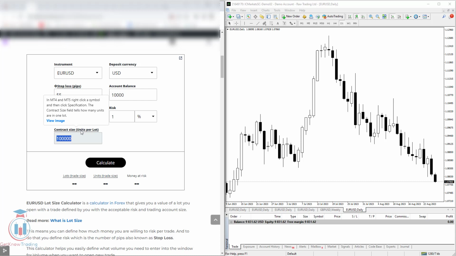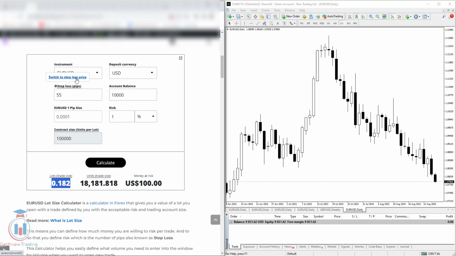And you have the contract size, which is units per lot. For Forex symbols, one lot is always equal to 100,000 units of the base currency. So I will leave this as is, because I would like to calculate for this contract size. Click calculate, and you can see the money at risk is 1% of the account balance, which is $10,000, so $100. So I would like to risk $100 on this trade. How large should the volume, lot size, or position size be to open this trade? It should be 0.182 for the EURUSD.